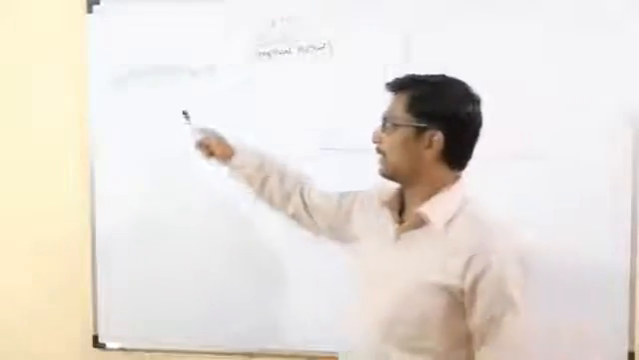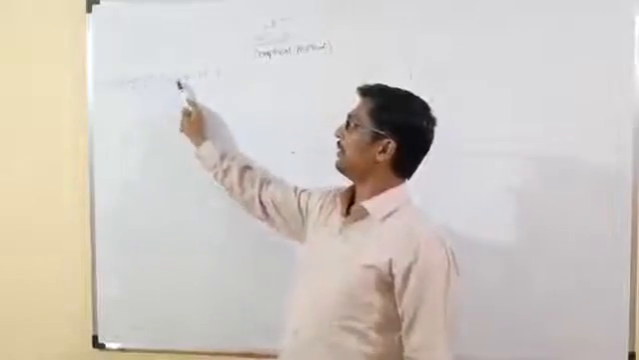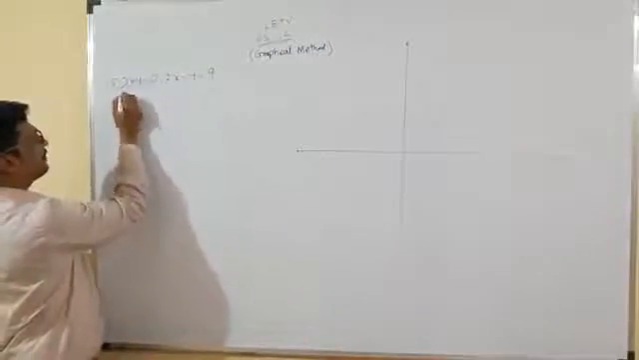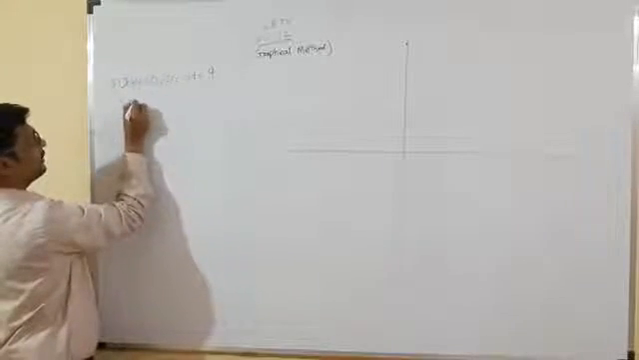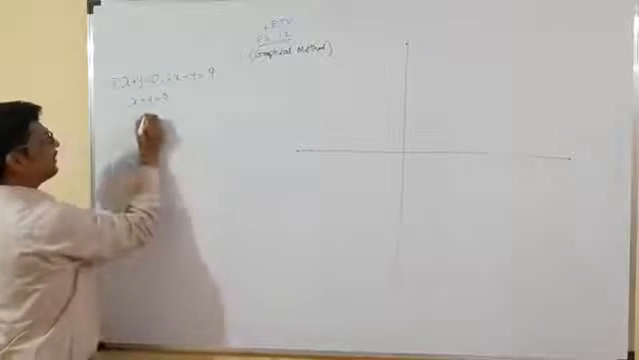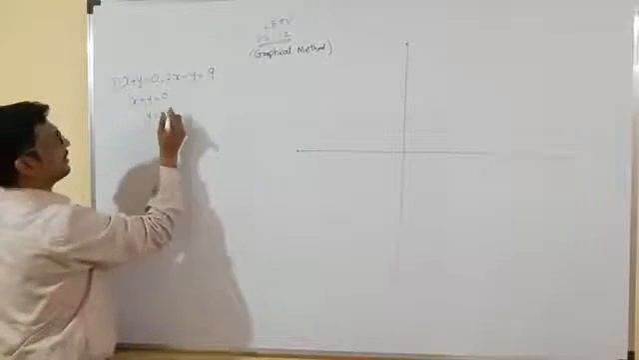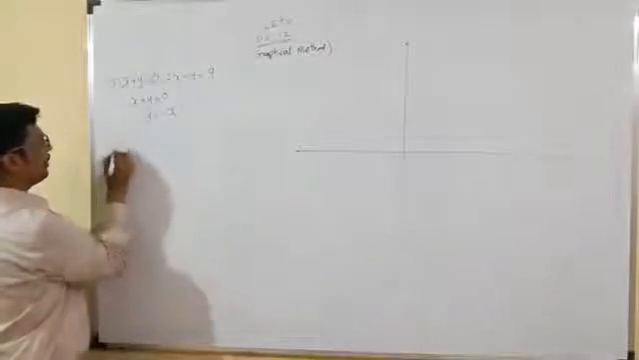Now let us start with an example. They have given us two equations, x plus y is equal to 0 and 2x minus y is equal to 9. We have to solve these two equations simultaneously with the help of a graph. For solving this, I am considering the first equation, x plus y is equal to 0. I will write this equation in terms of y. So y is equal to minus x, when I shift the plus x to the other side, it becomes minus x.